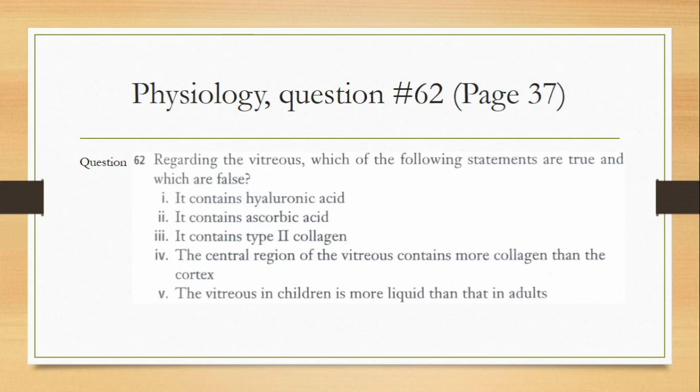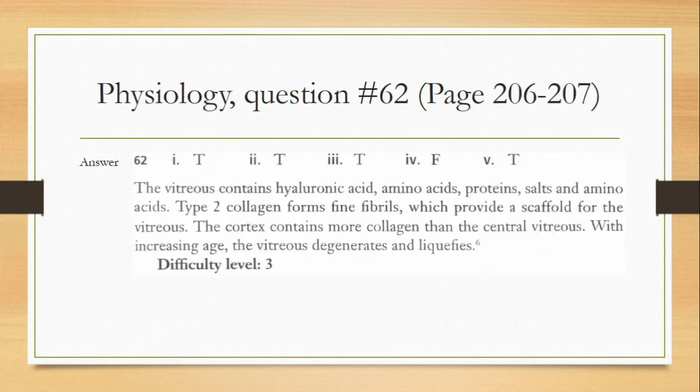And question 62 about physiology is asking about the vitreous, and the statement number 5 says that the vitreous in children is more liquid than that in adults. But when you read the answer, it says that with increasing age, the vitreous degenerates and liquefies, meaning that it would be more liquid in adults. So statement number 5 should be false instead of true.